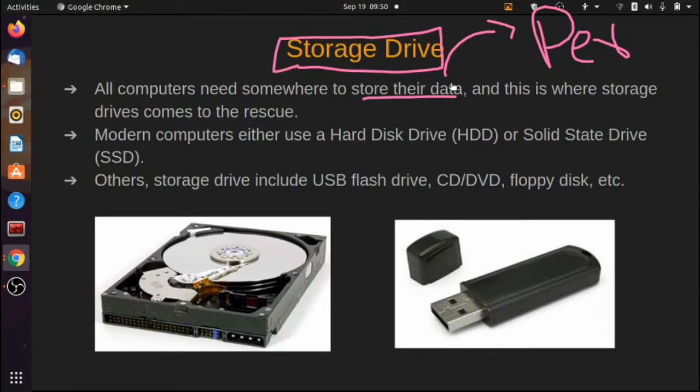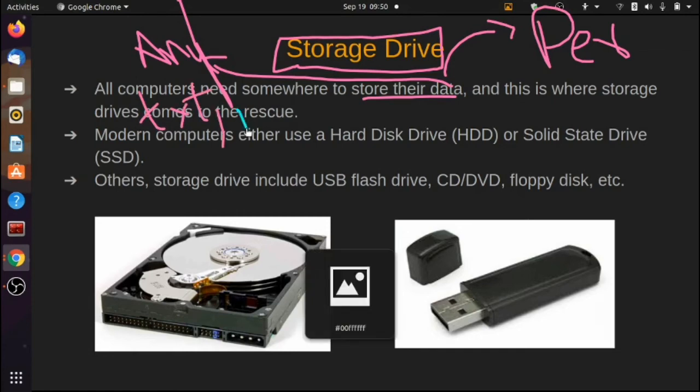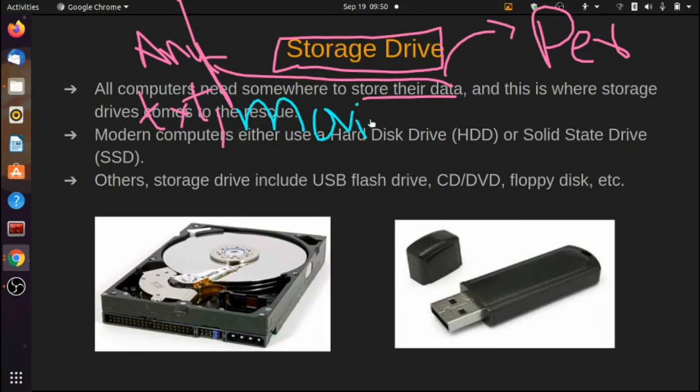And what kind of data can it store? It can store any kind of data that the computer can understand. So it can be a text file, okay, and then it can be a movie file, or it can be some zip file, and so on and so forth.